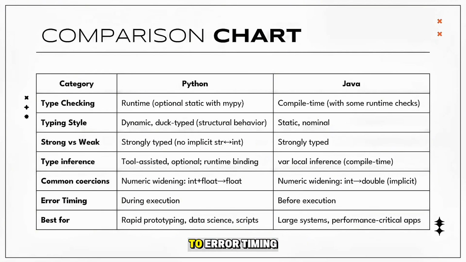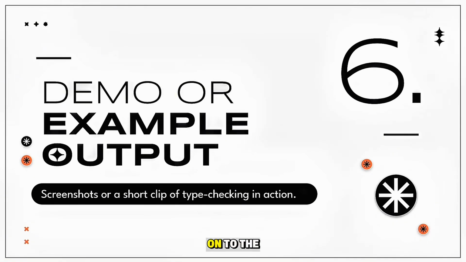When it comes to error timing, Python errors appear during execution while Java catches them before execution. Lastly, in terms of best usage, Python is ideal for rapid prototyping, data science, and scripts, while Java is preferred for large-scale, high-performance applications. Now let's move on to the demo or example output.